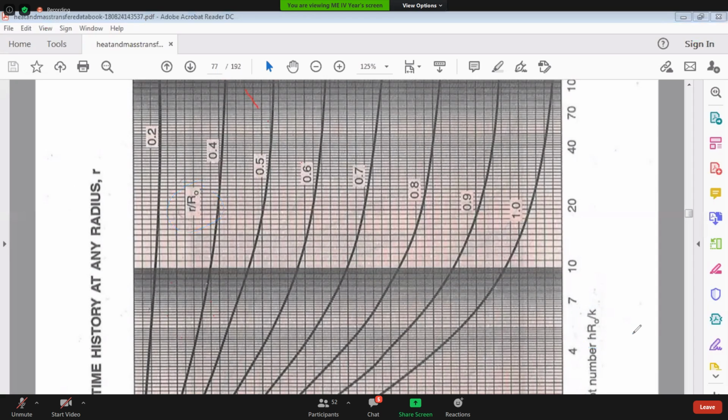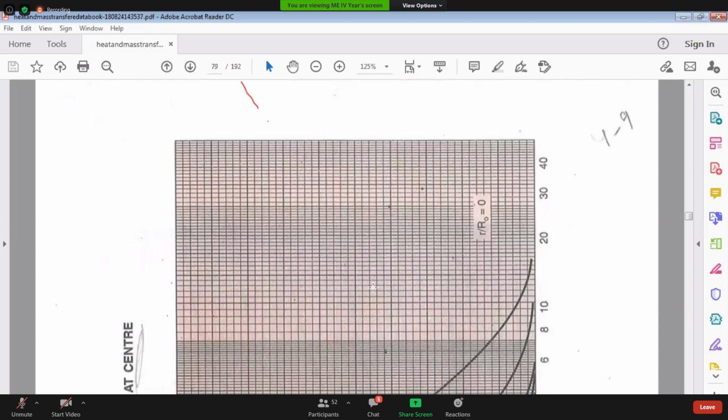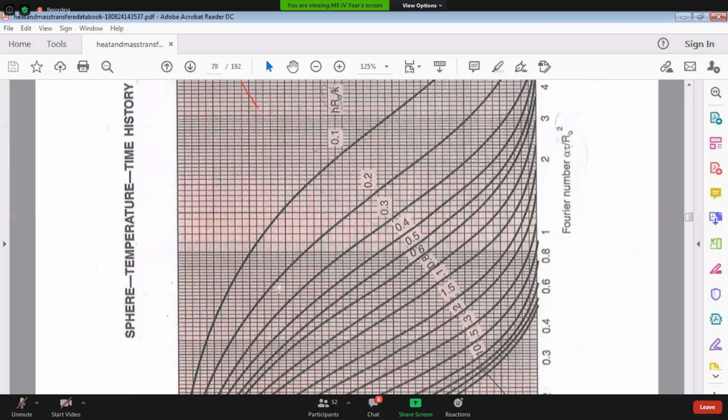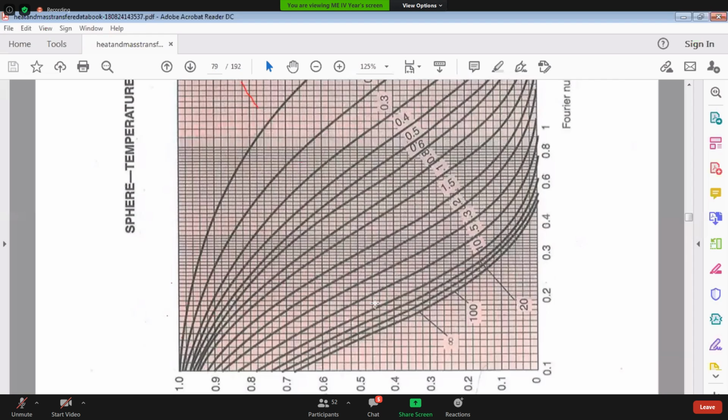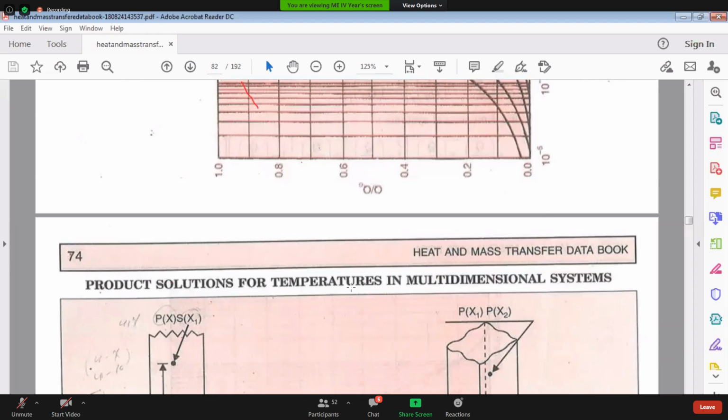Next, for the sphere also it is the same. For the spherical case also, central line temperature, R by R naught equal to 0 only, the first chart is used. Or X by XL equal to 0 only, the first chart is used. The respective second charts will be used for a distance R by R naught. If it is 0.1, it is greater than 0 up to 1, it can be used. There are no tables available, so better use these ones.